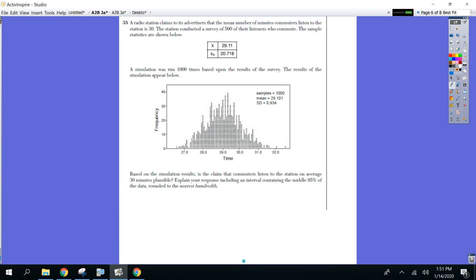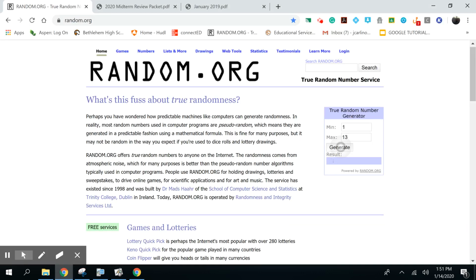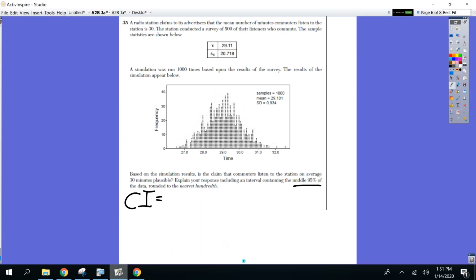Okay, I know it's a lot to read, but here's what it's asking. Based on the simulation, can we claim that the station averages 30 minutes, plausible, or is it unusual? Explain your response with an interval that contains the middle 95. What are they asking for right off the bat? Confidence interval. Done. Here we go. Look it up if you need to. It's on those sheets. Confidence interval. Is that one plus or minus 2 standard deviation? No, it is not.